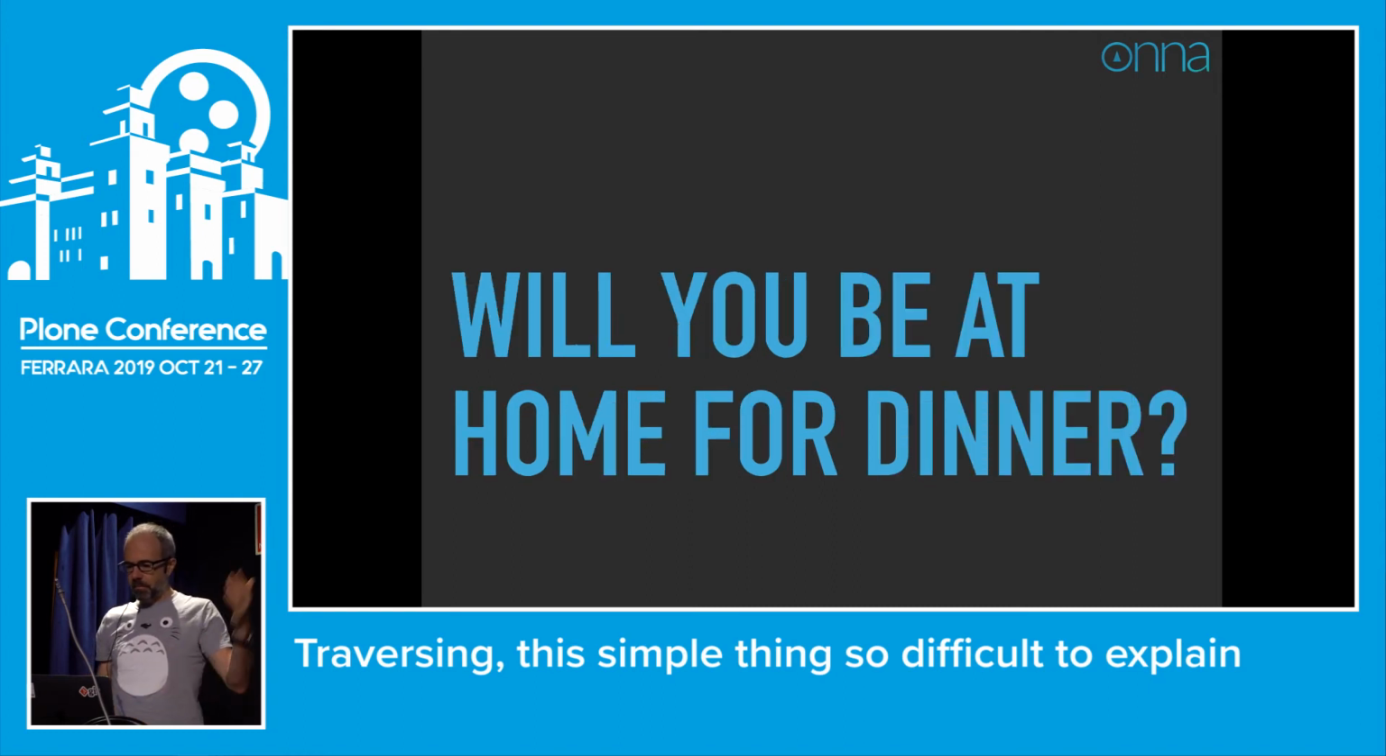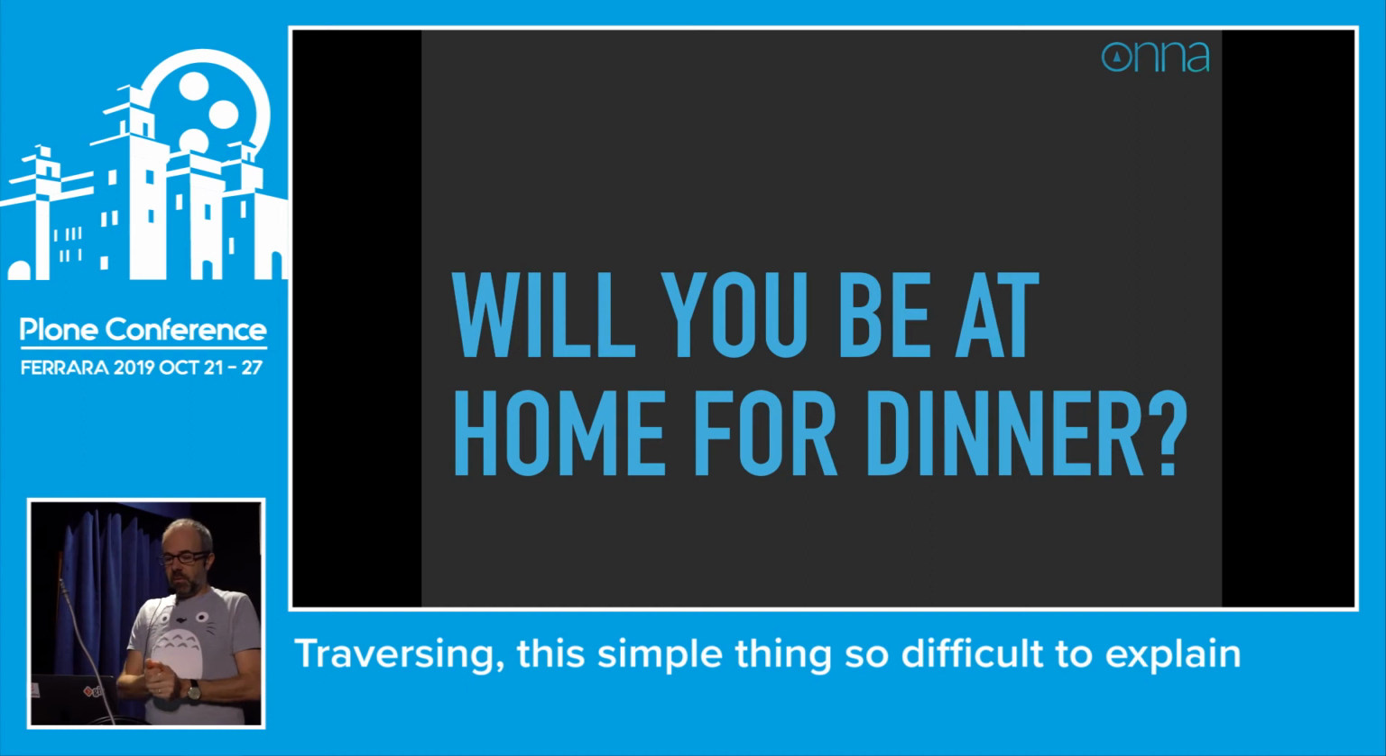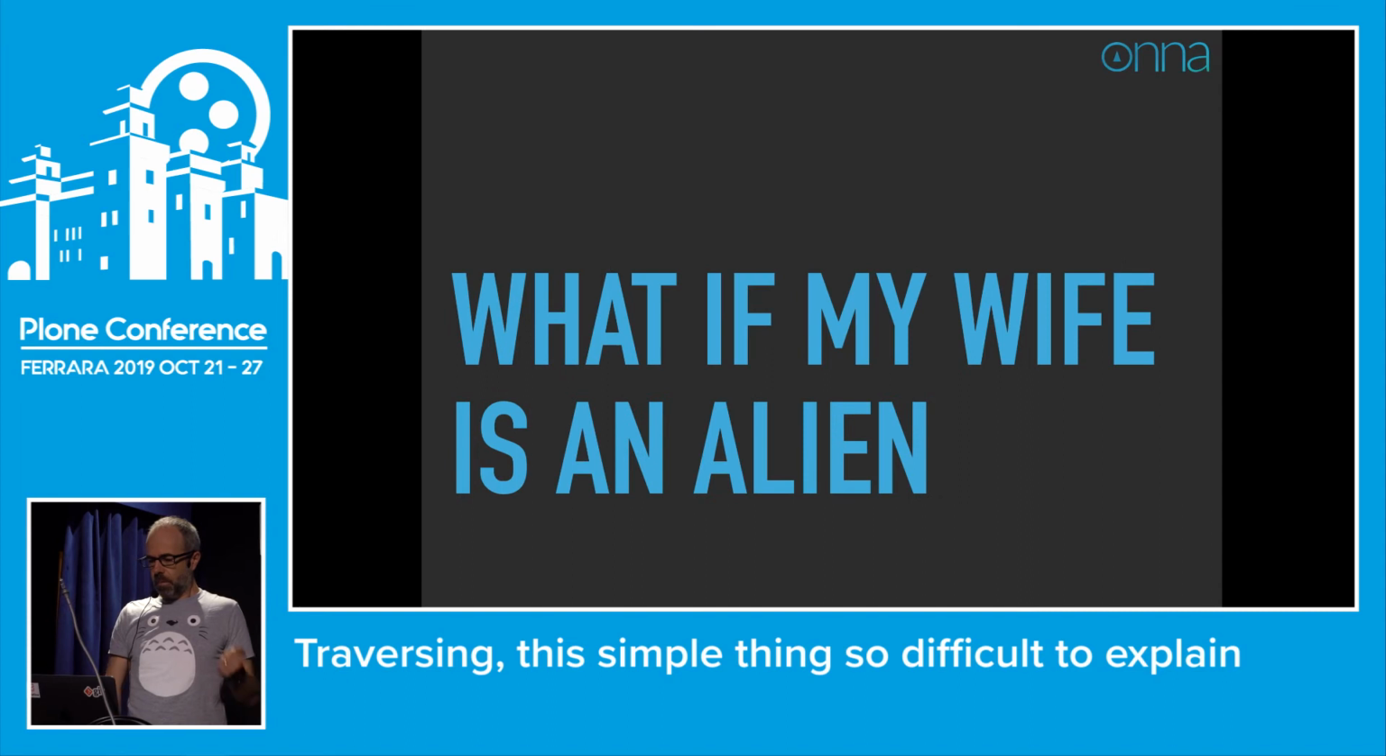So let's take a real-life example. I call my wife just before cooking dinner, and I ask her, will you be at home for dinner? Depending on the answer, I'm going to cook for 2 or for 1, right? So that's a simple life case. But what if my wife is an alien? Maybe some of you think their life partner is an alien. I don't know. Maybe a few of them know. It's okay, actually. You can manage it with Redux.